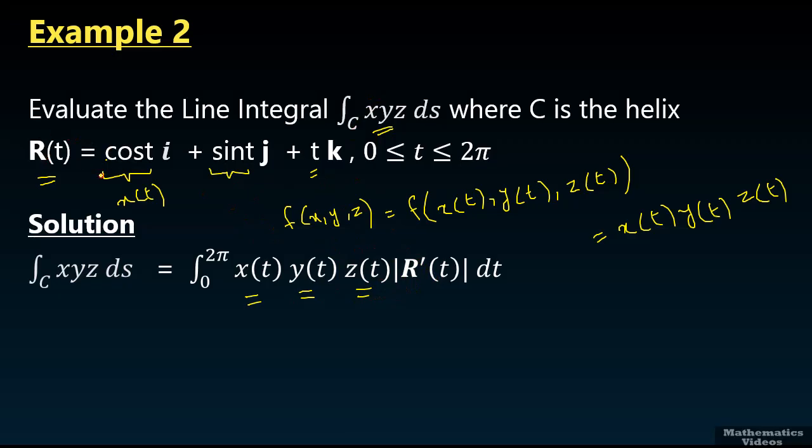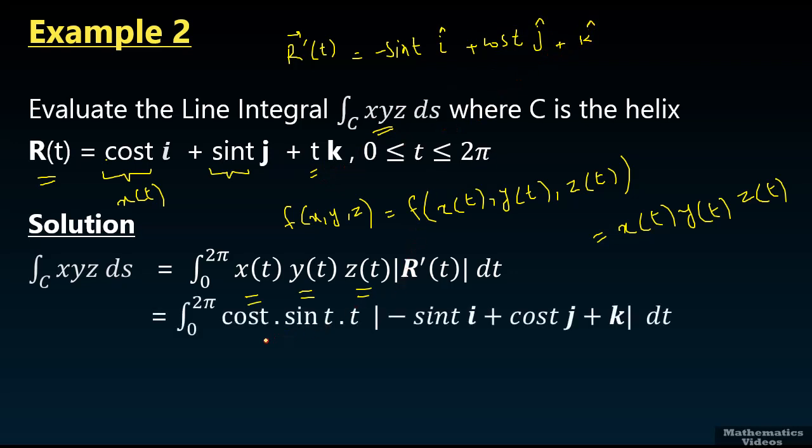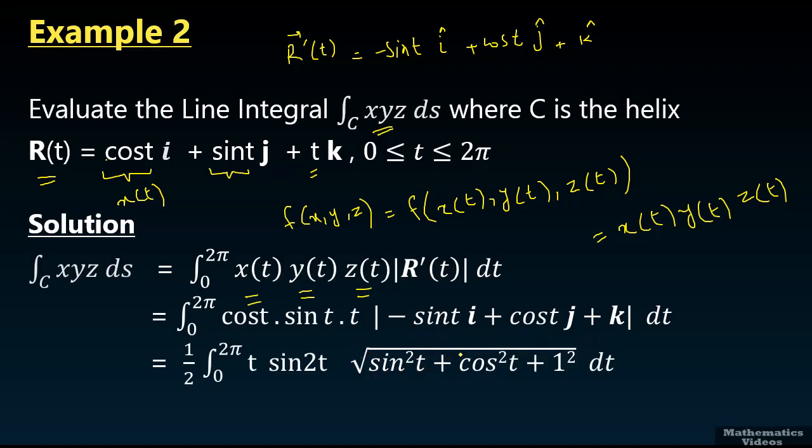For this we will take the derivative of r with respect to t. The derivative of cos t is minus sin t, so r prime of t is equal to minus sin t i unit vector, and the derivative of sin t with respect to t is cos t, so we have plus cos t j unit vector, and the derivative of t with respect to t is just 1. So we have plus k unit vector. Okay, so the next step is this one, and now we will apply the definition of the magnitude on this vector, so that we have the next step, which is this one.